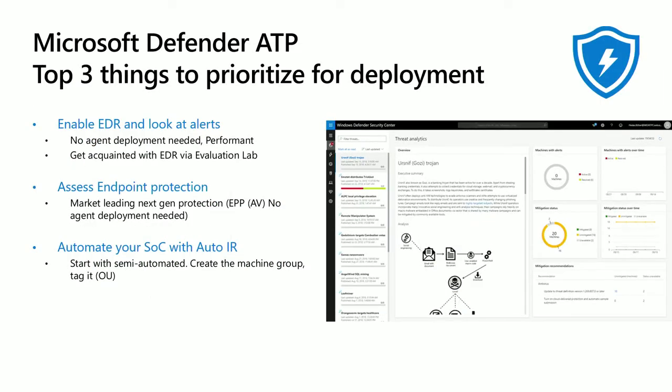Okay, next thing is assess endpoint protection. You could enable Defender ATP EDR without switching to our AV. You may be using third-party AV, and Defender ATP also works with the EDR because there's no dependency. But if you use both our EDR and EPP together, Defender AV, you get full capability of Defender ATP.